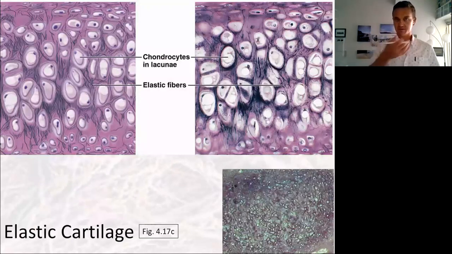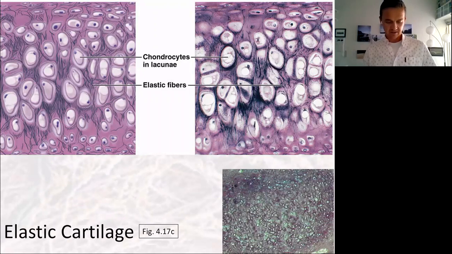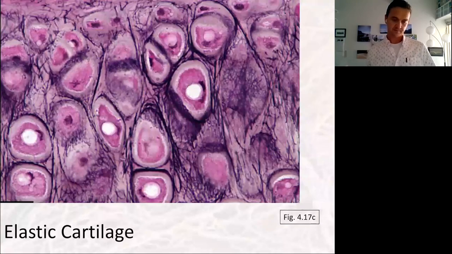Here's what it looks like. So we can see those chondrocytes and lacuna, and then we can see fibers between, so much more fibrous than the hyaline cartilage was. There it is.